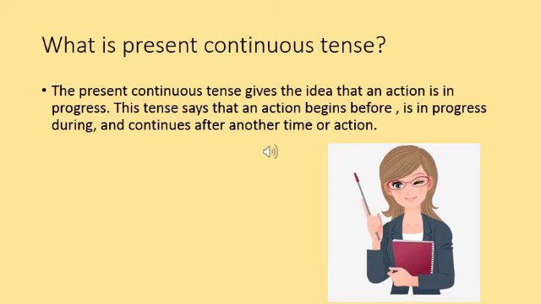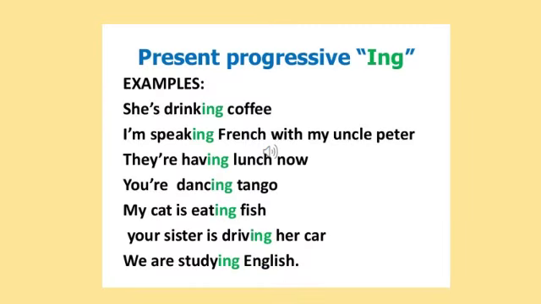Now, do you have any idea what is present continuous tense? The present continuous tense gives the idea that an action is in progress. This tense says that an action begins before, is in progress during, and continues after another time or action. In present continuous tense, ing is very much important. Ing always represents present progressive tense or present continuous tense.